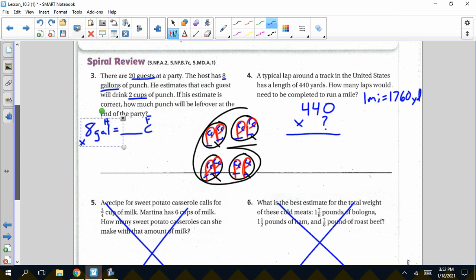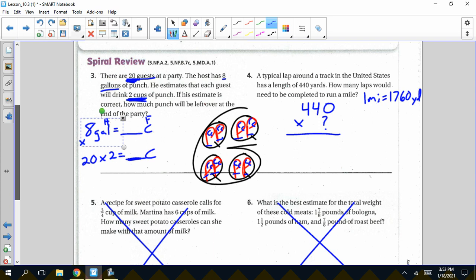Then, if each guest, and there are 20 guests, drinks 2 cups, you need to figure out how many cups are going to be drank. So 20 guests each drink 2 cups. How many cups is that? And then we want to know how much is going to be left over. So if you have the top number and you take away or you drink this many cups here, how much is left?